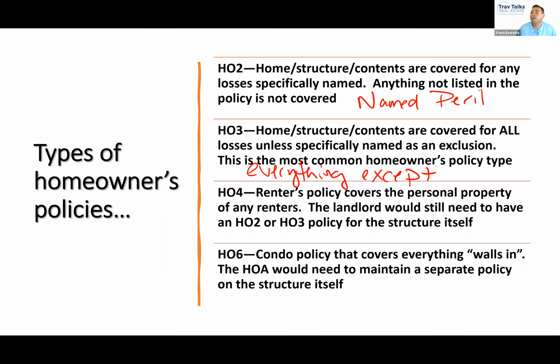Personal property is covered under most HO2 and HO3 policies, but only personal property that belongs to the property owner. Does that make sense for everybody? So it doesn't cover things that happen to be in the property that belong to other people. It covers things. So as an example, I like to point this out.